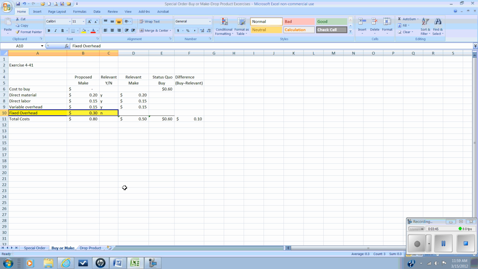And you can see that in the last sentence of the first paragraph. That reads, however, total fixed overhead for the company would not increase if Mel's makes the cookies. So that is our critical decision point. Since these costs cannot be avoided, they are not relevant to the decision and not included in our analysis.